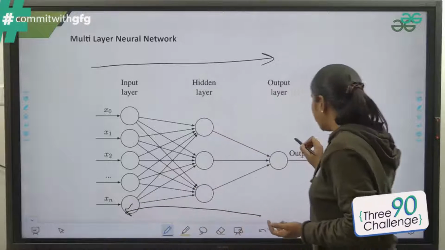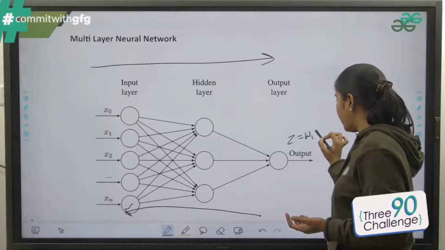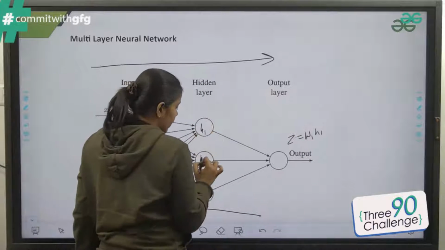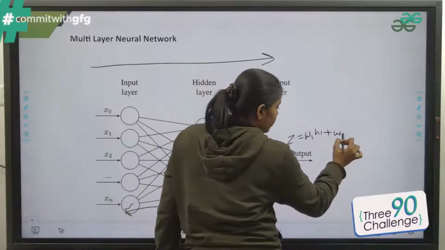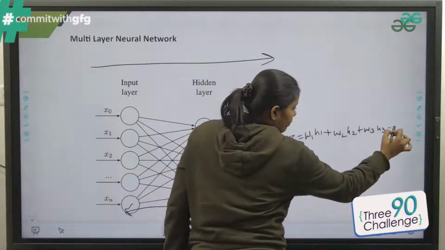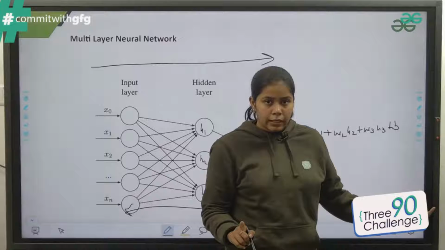Because to minimize the z value here, I have to minimize w1 and h1. Let's say here I am getting values h1, h2, and h3. So w1 h1, w2 h2, w3 h3, and b. Because w1, w2, w3, and b are my trainable parameters.